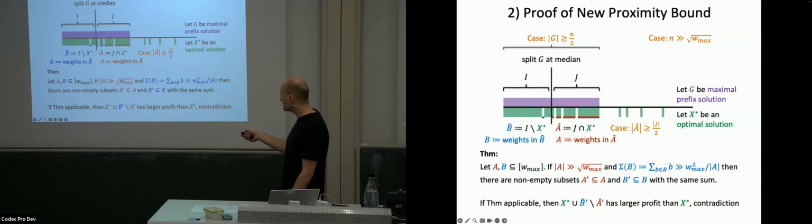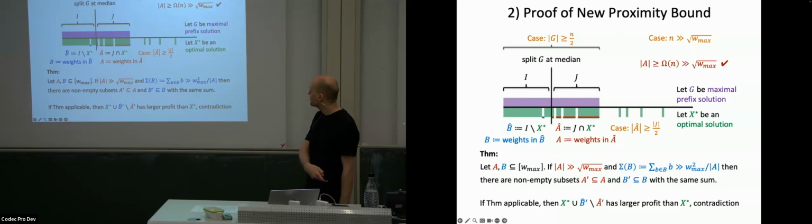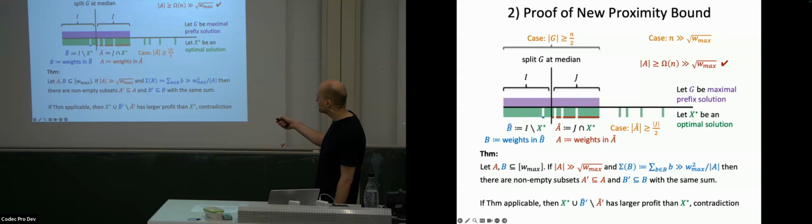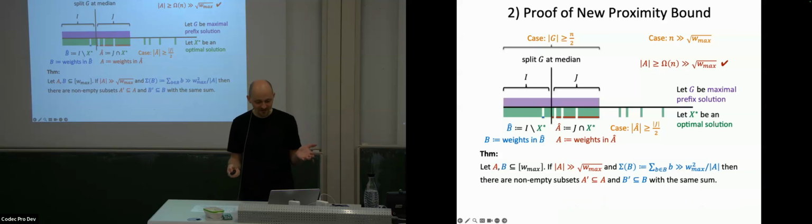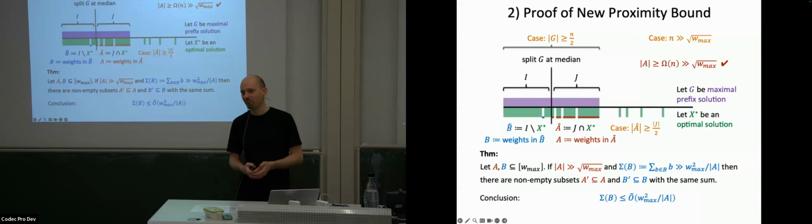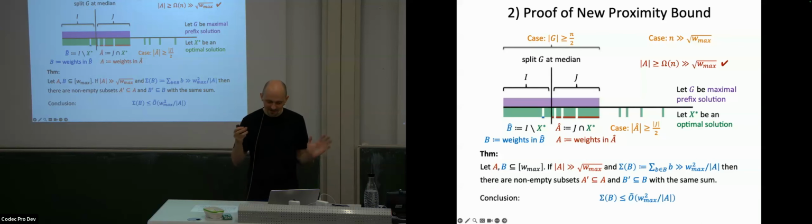So let's look into the assumptions of this theorem here. I claim that the first assumption is actually satisfied, really by the case assumption. So the size of A is equal to the size of A hat, which is at least half of the size of J, which is half of the size of G, which is at least half of N. So if you follow all these case assumptions, the size of A is omega N, and we assume that N is at least root W max. So this whole thing is much more than root W max, which means the first assumption here will always be satisfied. So to conclude, the second assumption cannot be satisfied. Whatever we do, the second assumption must be wrong.